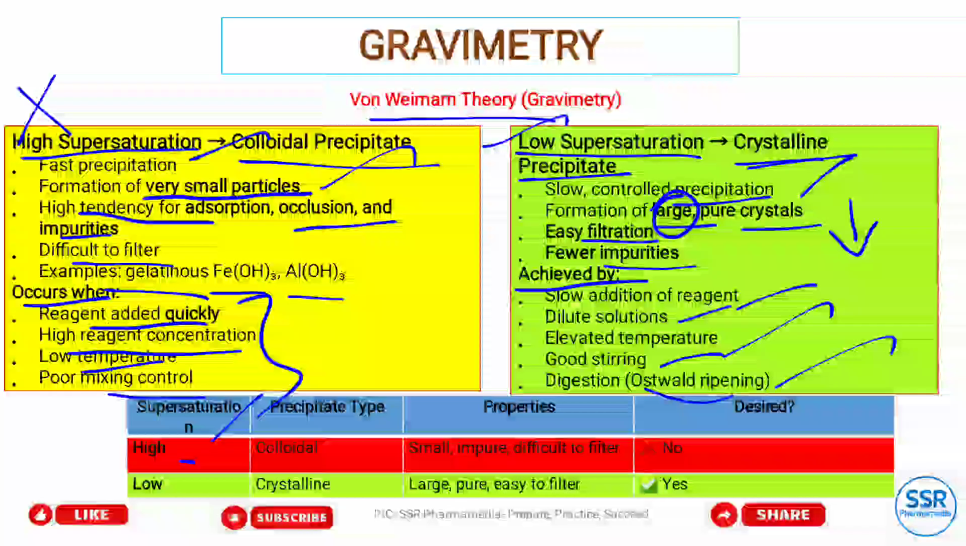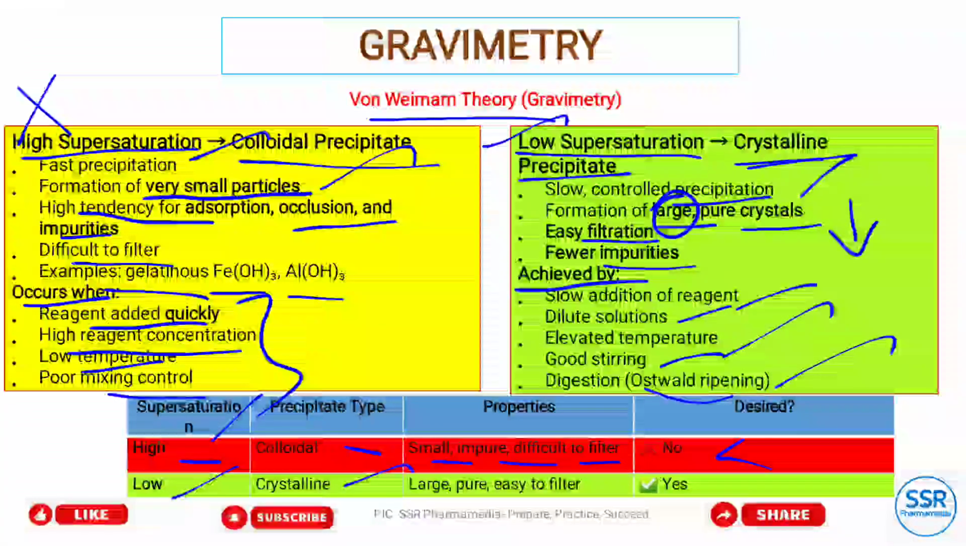With high supersaturation, colloidal particles are formed with smaller size and more impurities, difficult to filter. With low supersaturation, crystalline particles are formed, large, pure and easy to filter.